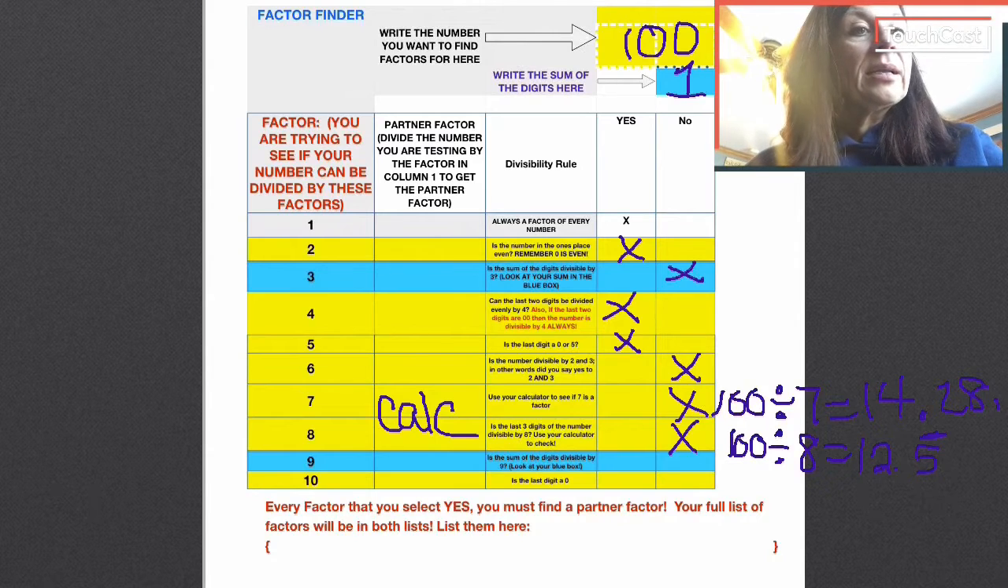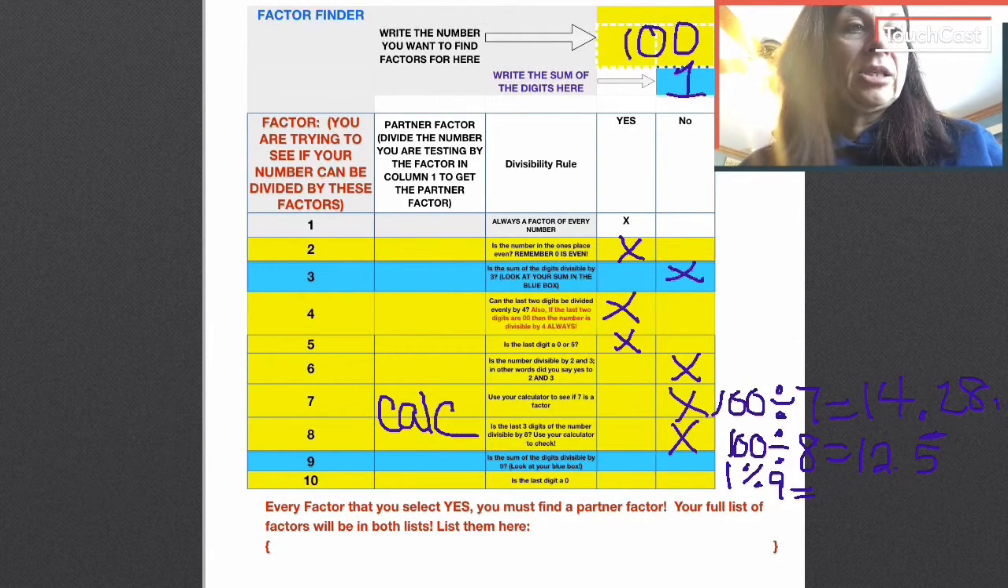Now, look at number 9, blue box again. Is the sum of the digits divisible by 9? 1 divisible by 9? No way. 1 is smaller than 9, so no.